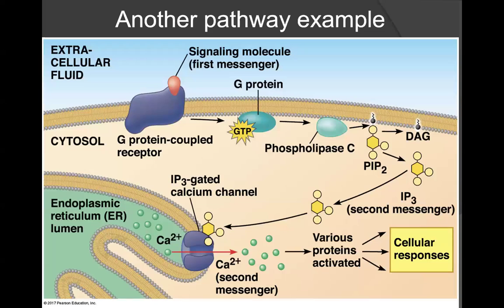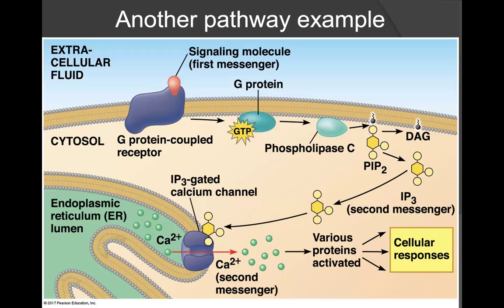Here we're going to take a look at this specific pathway. Once again, we have a signal molecule that is considered to be hydrophilic. It will bind to the G protein coupled receptor. It will activate the G protein. As we can see here, the G protein is in the active form with GTP attached to it. The activated G protein will slide along the membrane to activate phospholipase C. Phospholipase C will target PIP2.